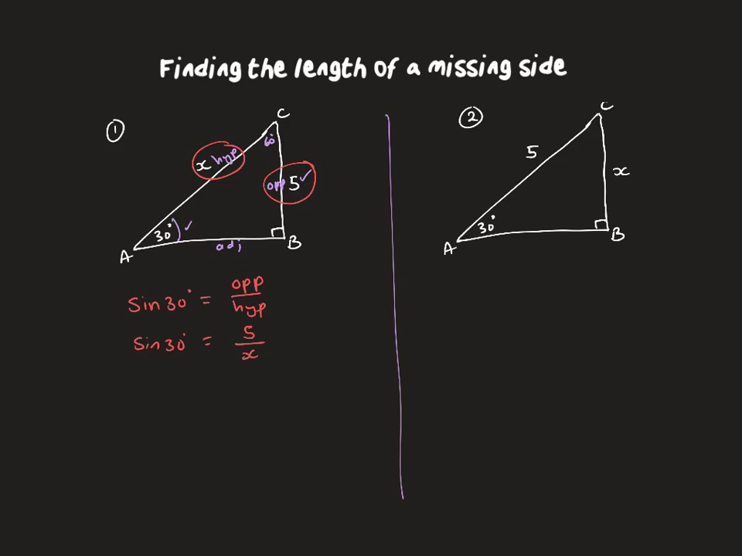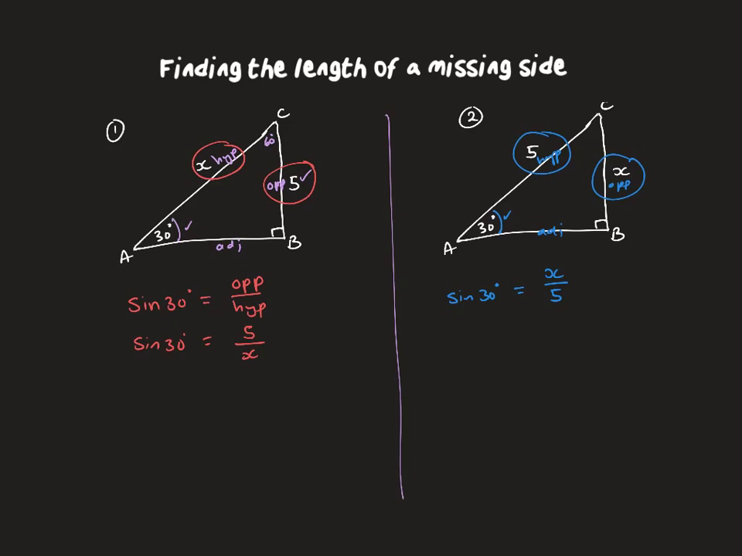Let's look at the one on the right-hand side. Here we've got an angle of 30 degrees again. This is my adjacent, that's my opposite, and that's my hypotenuse. So we've got opposite and hypotenuse. What function is that again? It's again sine. So sine of 30 degrees is equal to opposite, which is x, over the hypotenuse, which is 5.